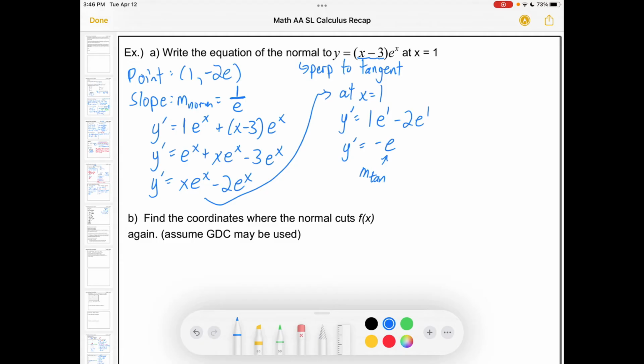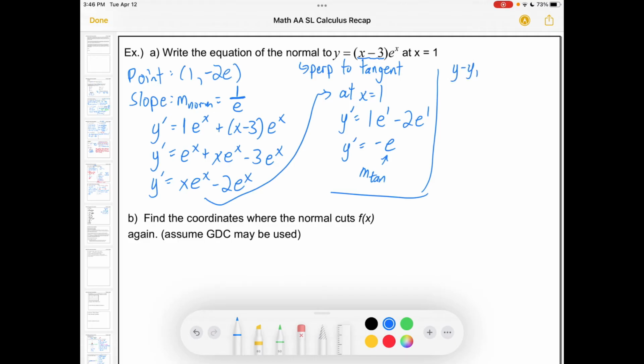So for all that work, we found the slope of the tangent, and then we took the negative flip of it, or changed the sign and flipped it, to find the slope of the normal. Okay? And that'll always be the property between tangent and normal. They're reciprocals with the sign changed.